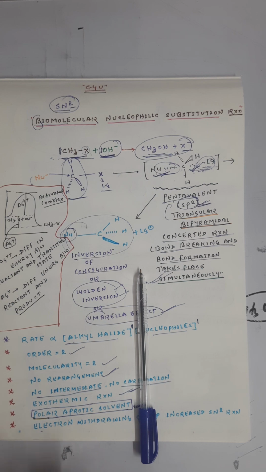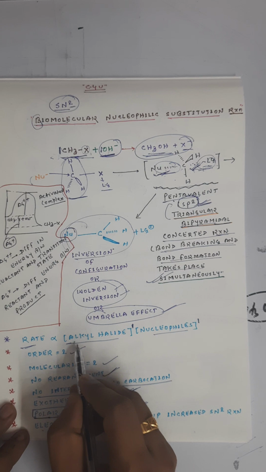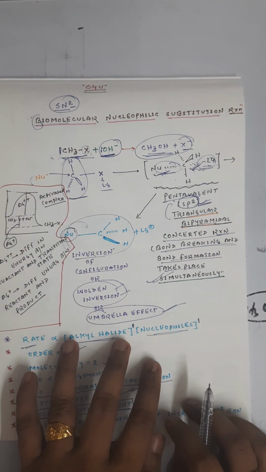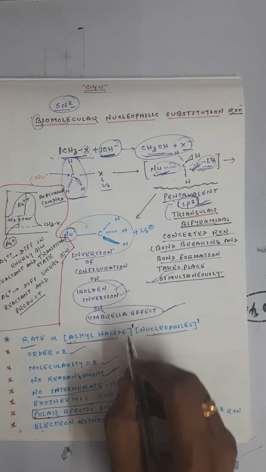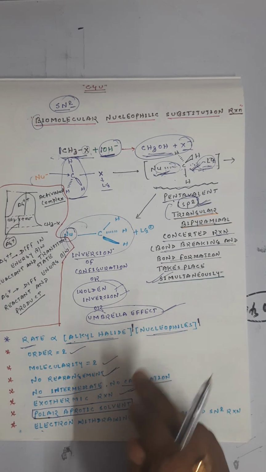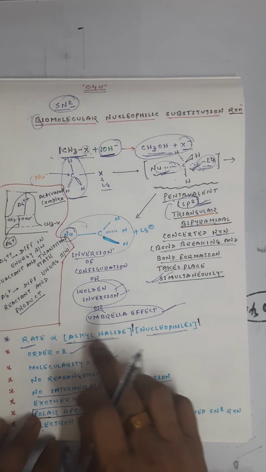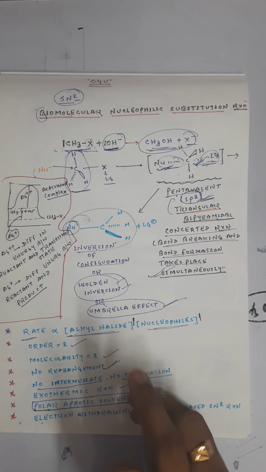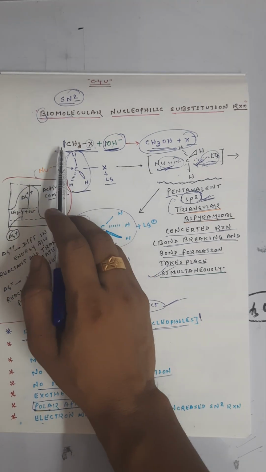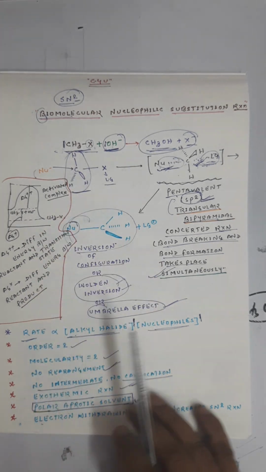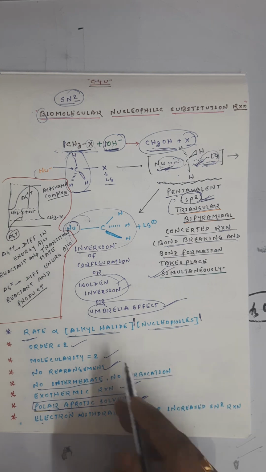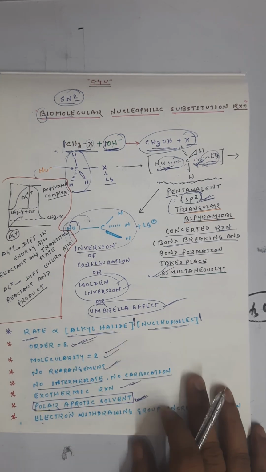Or we define the order by the rate law expression, right? The rate depends on the alkyl halide and the nucleophile, meaning SN2 depends on both. Here is 1 and here is 1, 1 plus 1 is 2. The sum of the exponents in the rate law expression is called the order. So 1 plus 1 is order 2, and here 1 and 1 is molecularity 2. But simply, you can understand that for an elementary reaction, order and molecularity are both the same.